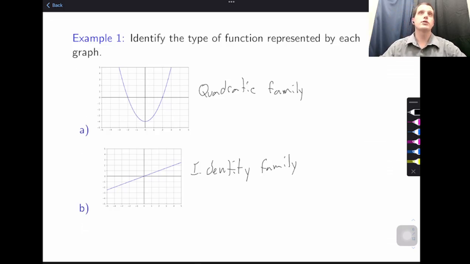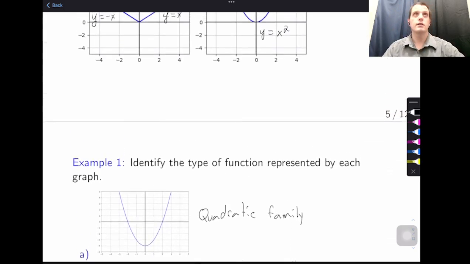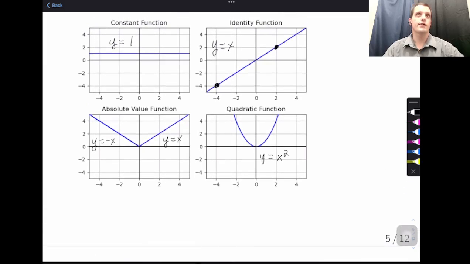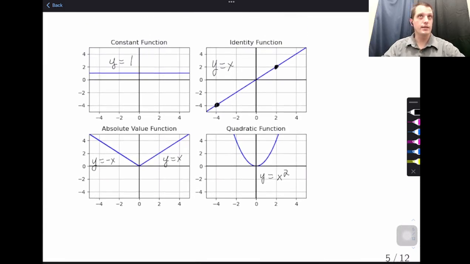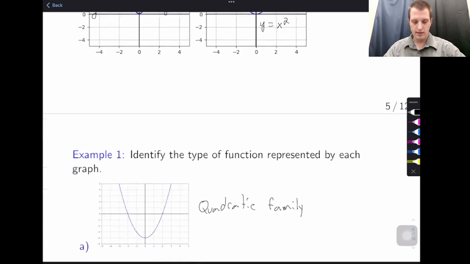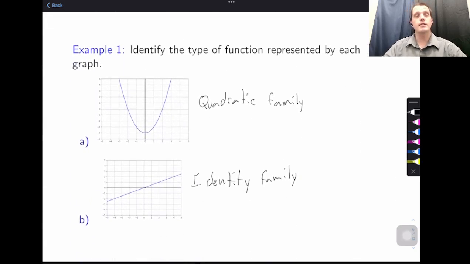And if we go back, we should see that those are the cases. So the quadratic function, or the quadratic family, gives us that parabola. And then the only other one which has a line, well, there's two. There's the constant, but that's a horizontal line. And then there's the identity function, which is a slanted line. And in this case, we do have a slanted line, so that would be from the identity family.